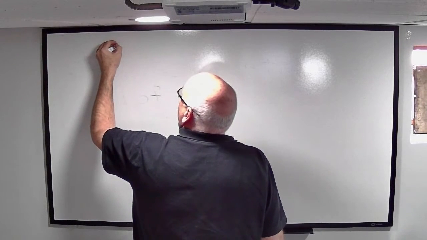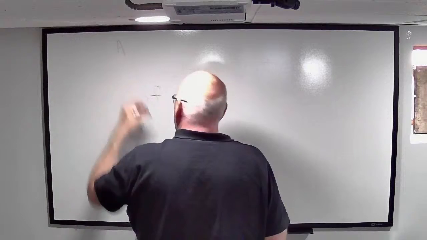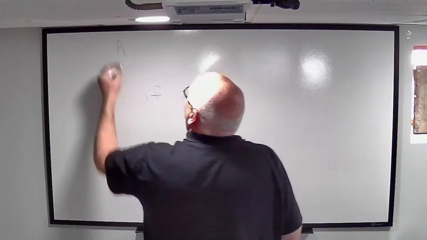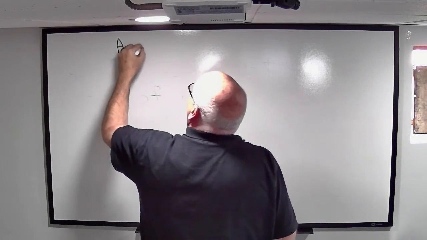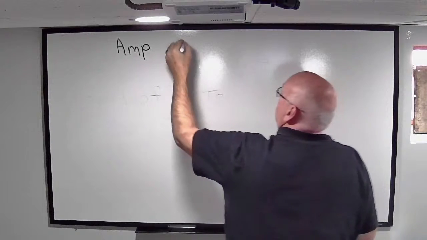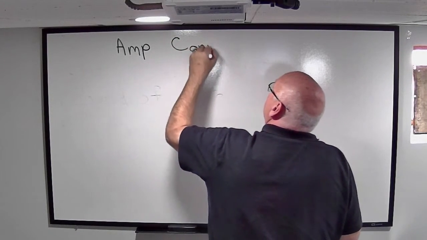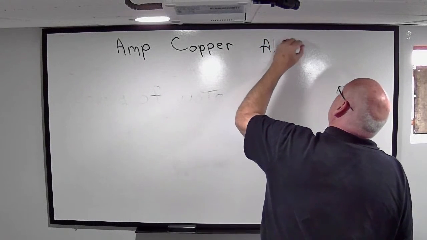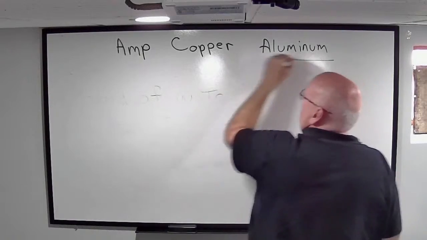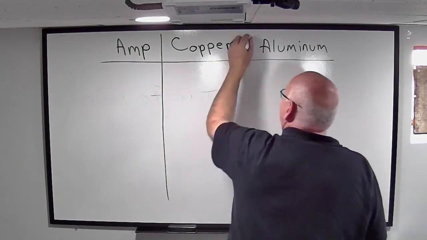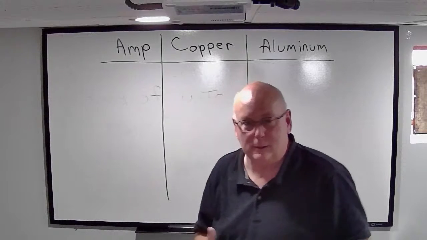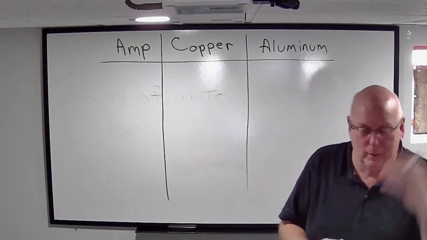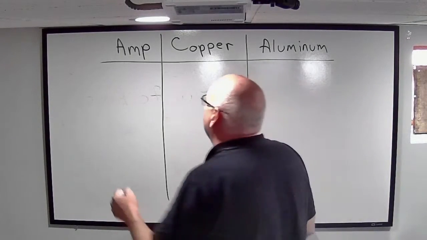So if we write up on the left, amps. And then we'll have copper. And then aluminum. And this little chart is actually something you should have with you all the time. Every time we look at an electrical panel, this is what we're going to end up with anyway.